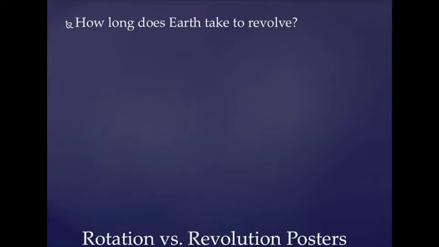Going to start here with our rotation versus revolution posters. So go to that section. First question, how long does Earth take to revolve? Remember, revolution is the actual movement of one object around another. It gives us a year, so it's going to take 365 1/4 days.